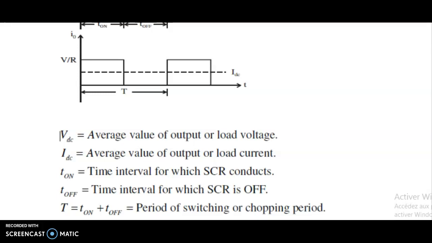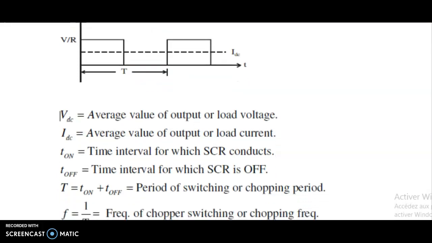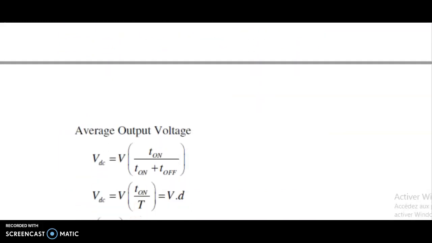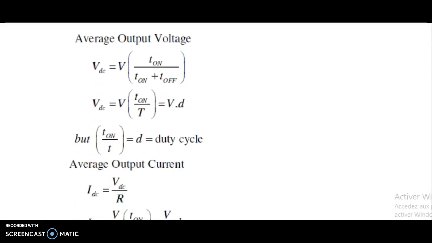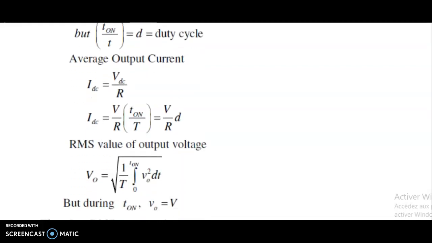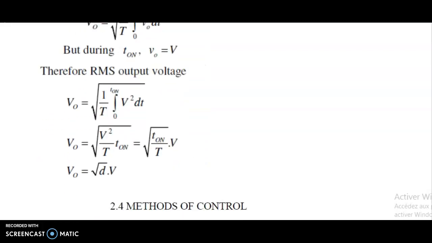In case someone is wondering why it is called a step down chopper, we are comparing V to VDC because VDC is now the output voltage. Some of these are just definitions of what is already on the graph. Here is how we calculate VDC, and so on.